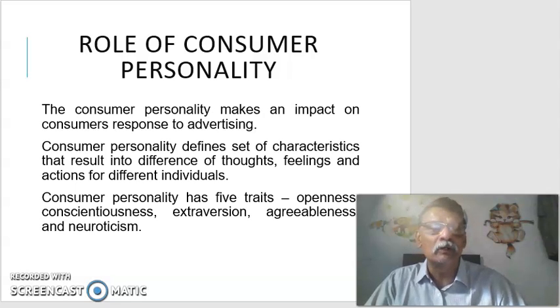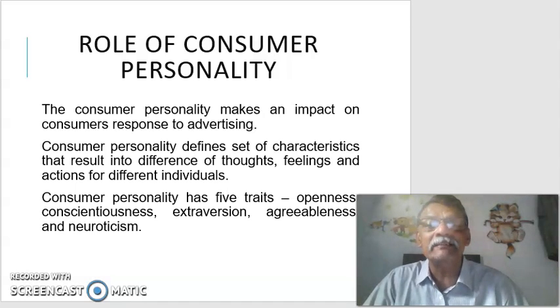Now, here also, the problem is with the seller only, not with the purchaser, because as the saying goes, consumer is always a king. But if it is not available, what can we do? So, consumer personality defines a set of characteristics that result in differences of thoughts, feelings, and actions for different individuals.